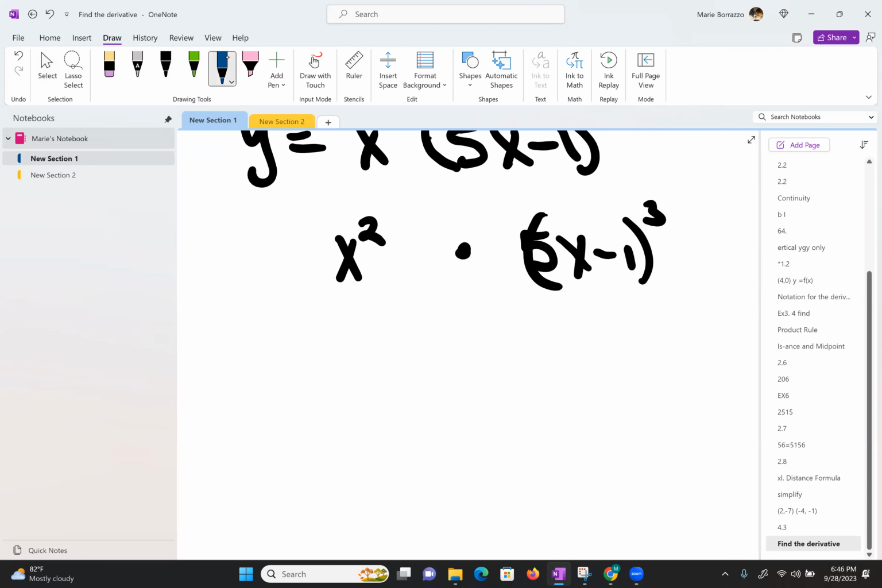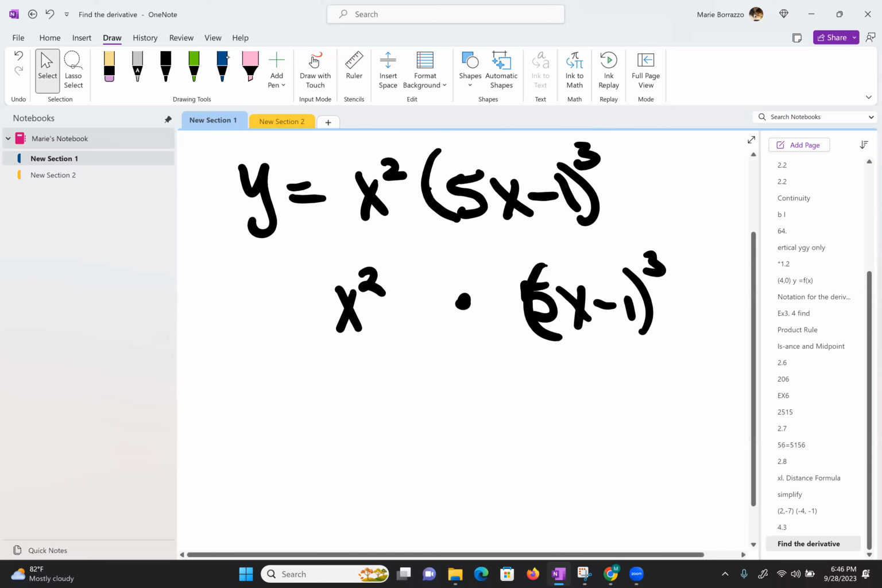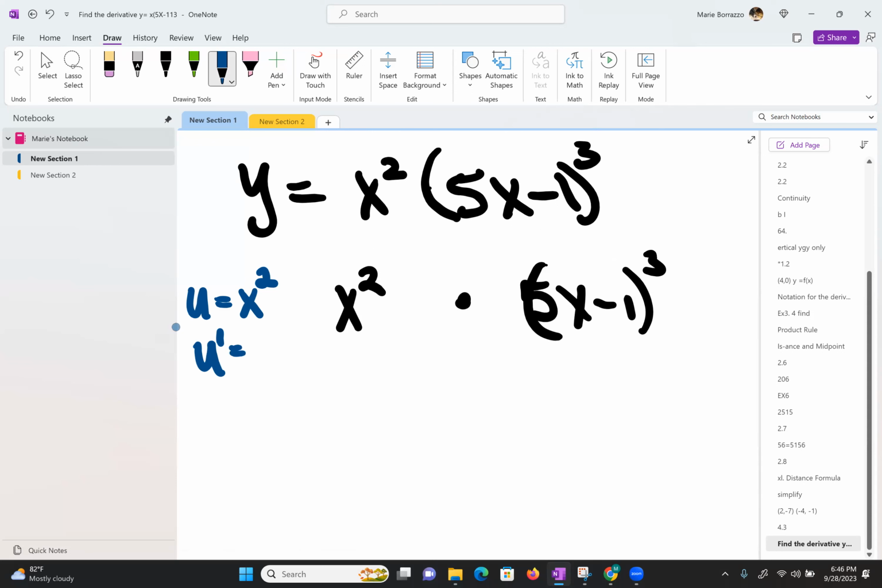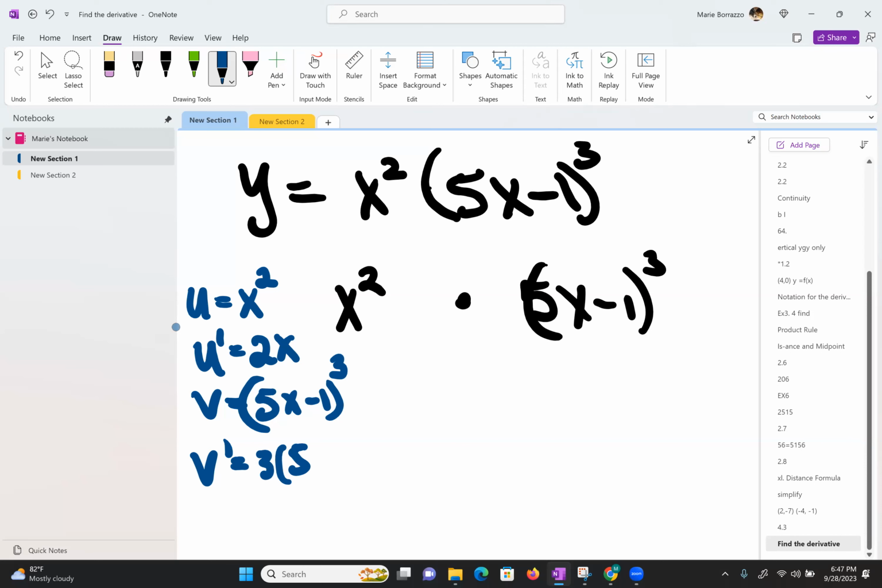Now, if I implement the power rule in this case, we're going to have the u. So the u of x is equivalent to my x squared. The u prime, or the first derivative, is the equivalent of 2x. My v of x is equivalent to 5x minus 1 cubed. My v prime, my first derivative, is going to be 3 parentheses 5x minus 1, that's going to be squared, times the derivative of 5x minus 1, which is simply 5.